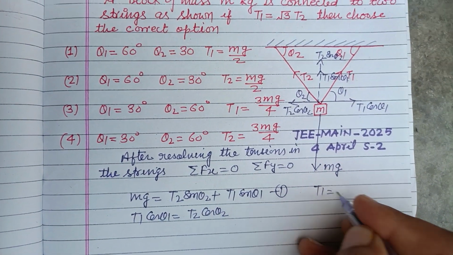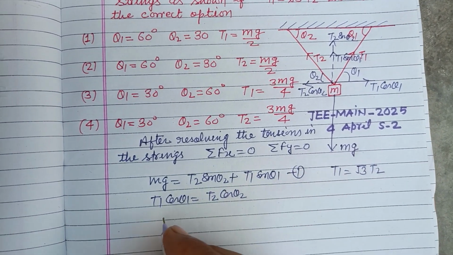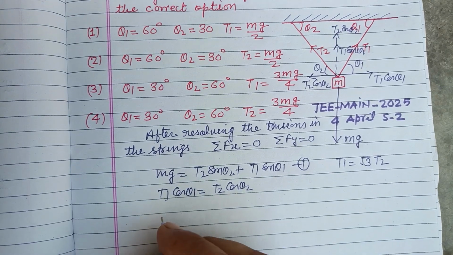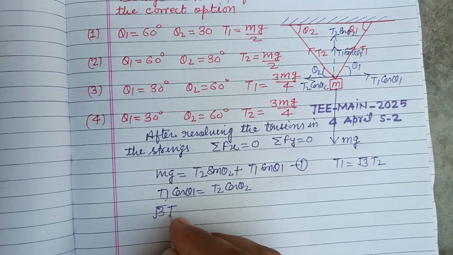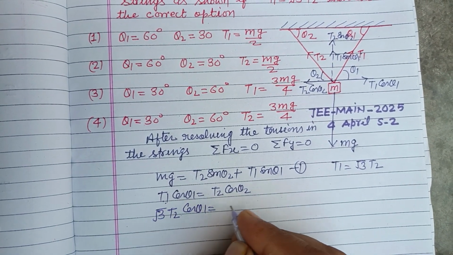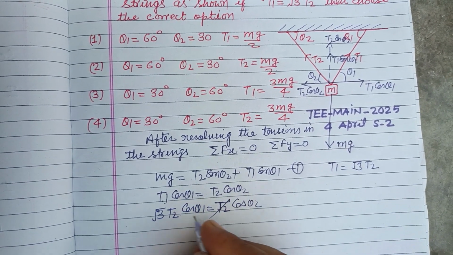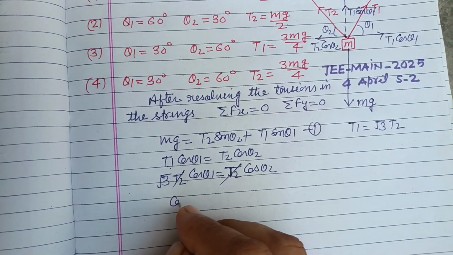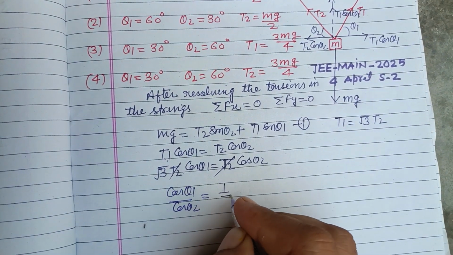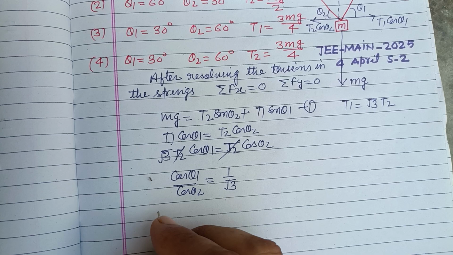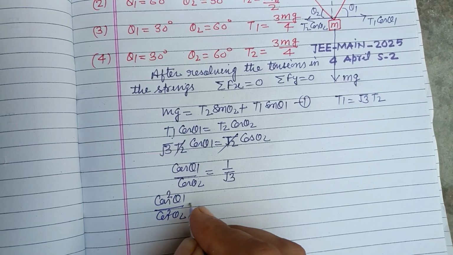Now it is given that T1 equal to under root 3 times T2. So putting this here, under root 3 T2 cos theta 1 equal to T2 cos theta 2. So T2 and T2 cancel. We get cos theta 1 upon cos theta 2 equal to 1 upon root 3. Squaring both sides, cos square theta 1 upon cos square theta 2 equal to 1 upon 3.